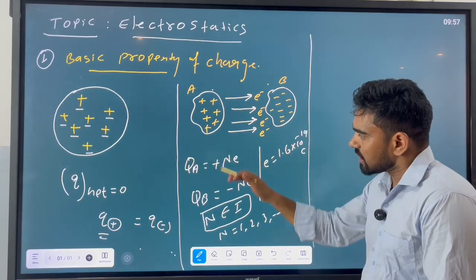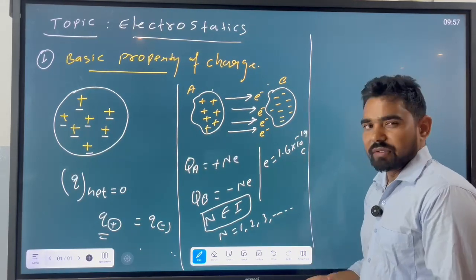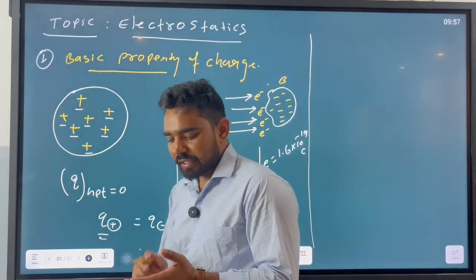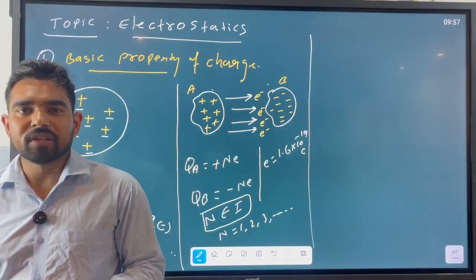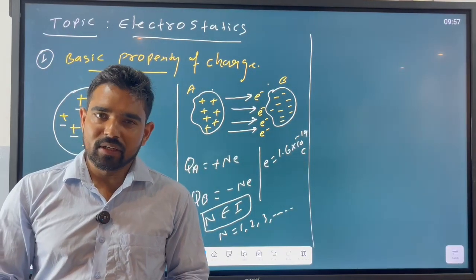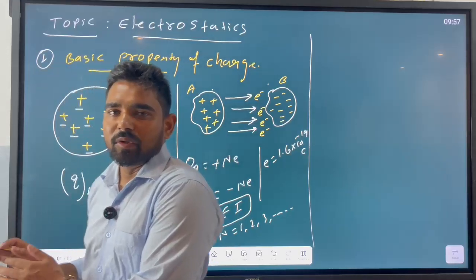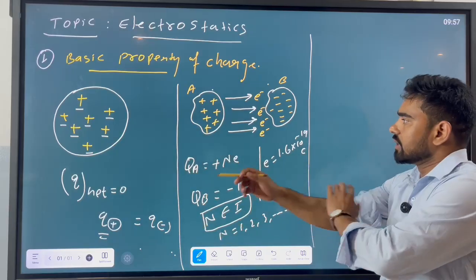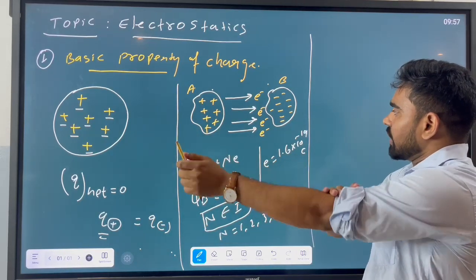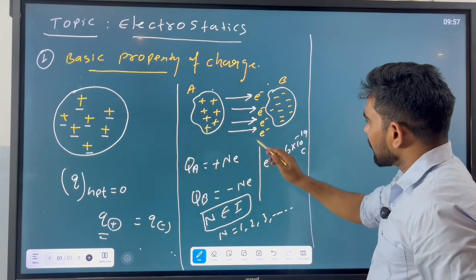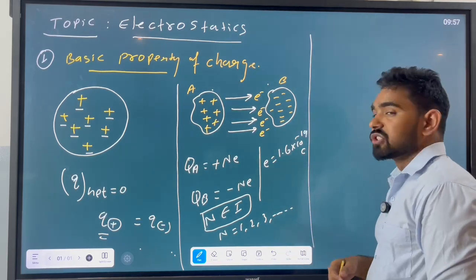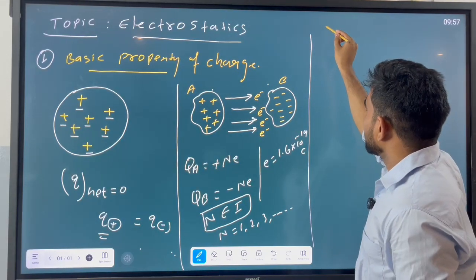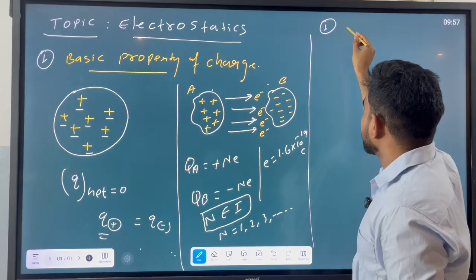This is the basic concept of body charging methods: a body can be charged by friction, by induction, or by conduction. When electrons transfer from one body to another, both bodies individually become charged, but the total charge of the whole system is conserved. This is a basic property of electric charge. The first property of electric charge is charge conservation.